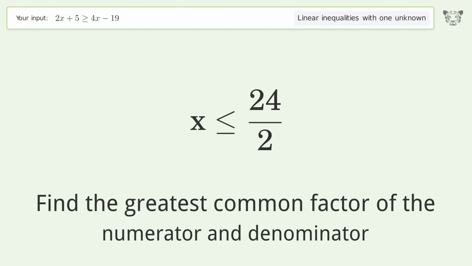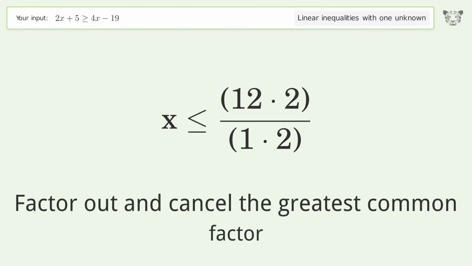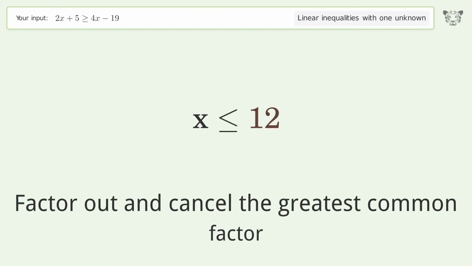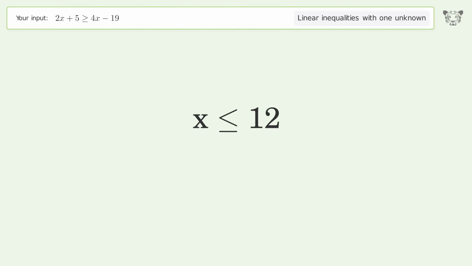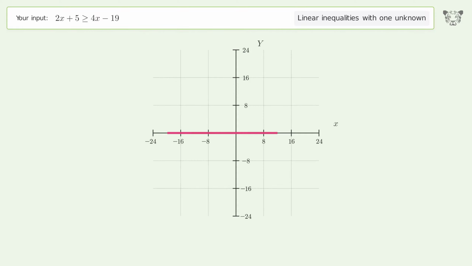Find the greatest common factor of the numerator and denominator. Factor out and cancel the greatest common factor. Plot the solution on a coordinate grid. And so the final result is x equal or smaller than 12.